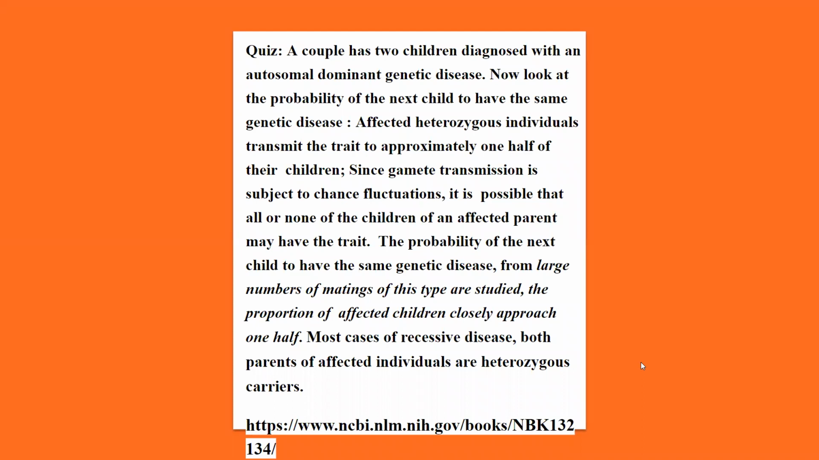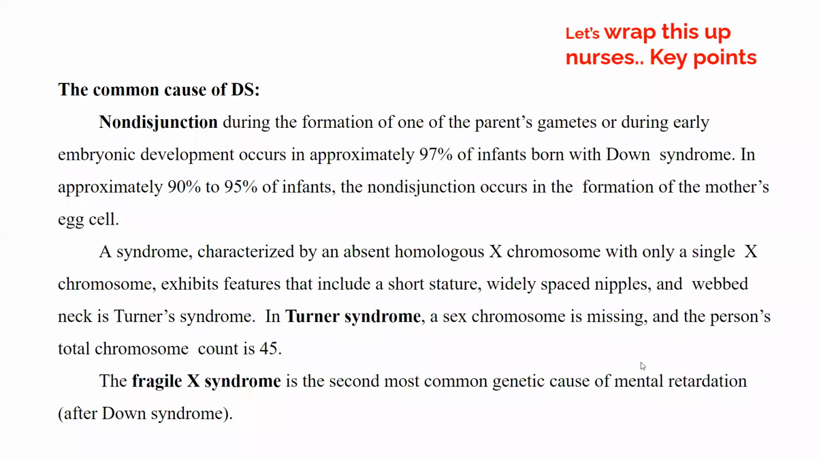Here's a quiz that is going to help you answer a case scenario where you formulate an answer based on the autosomal recessive disease, patients with 2 children diagnosed with the dominant genetic disease. You're looking at the probability of the next child to have the same disease, and the scenario is given. So read through that slide.